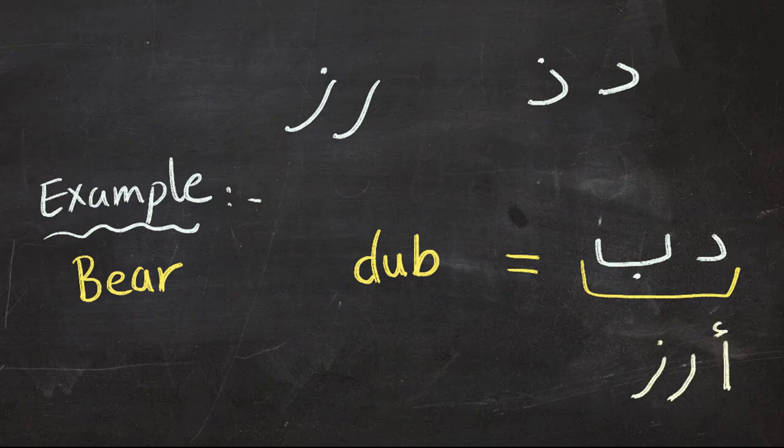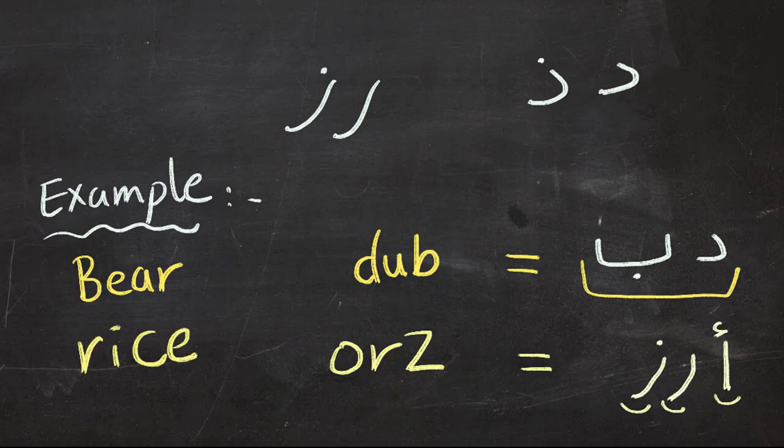Orz. Again, it is written using 3 separate letters. All these 3 letters, alif, ra, and zay, can't be attached to anything from the left side. The same thing applies to dal and dhal. So that's why we have this word orz, which is written like that in English, and orz means rice.